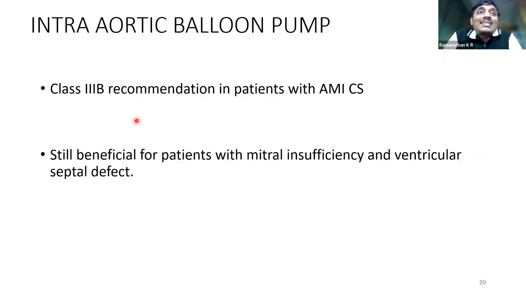Its recommendation is only class 3B in patients with acute MI and cardiogenic shock. However, the utility of IABP is definitely there in patients who have concomitant mitral insufficiency or ventricular septal defect complicating MI. So these are the two major indications where it will definitely be worthwhile putting in a balloon pump in the context of MI. In all other situations, evidence points otherwise, even though it remains quite commonly used.